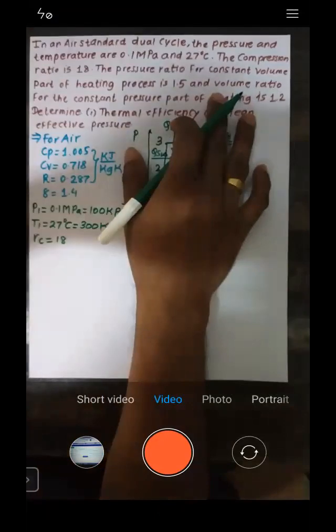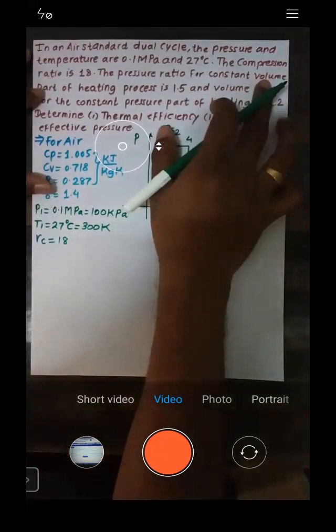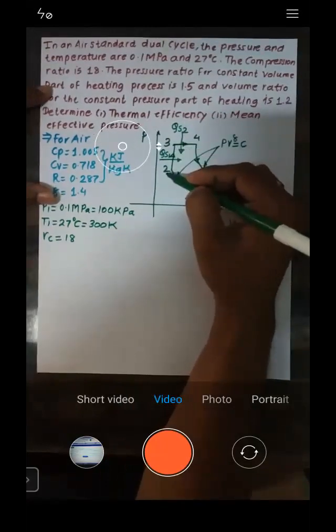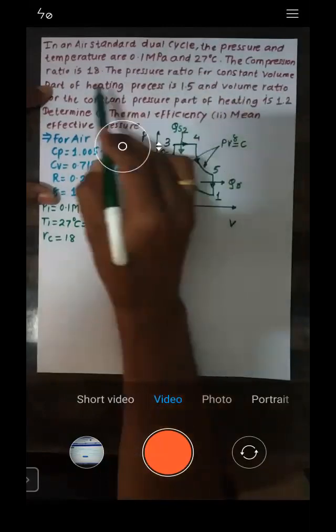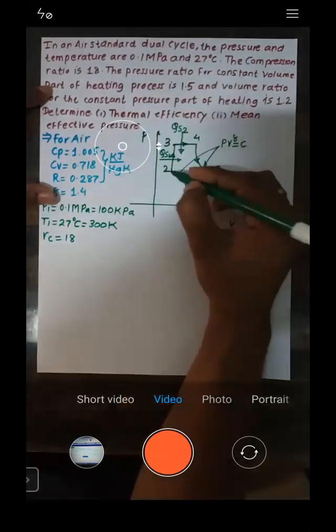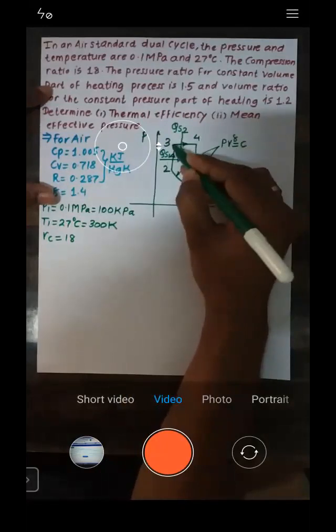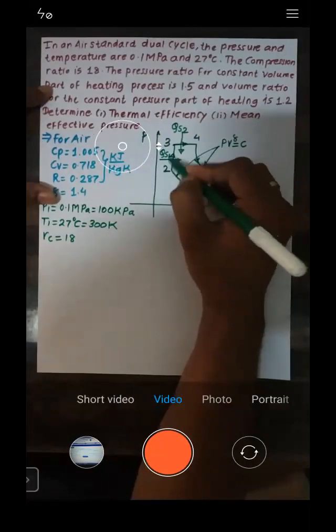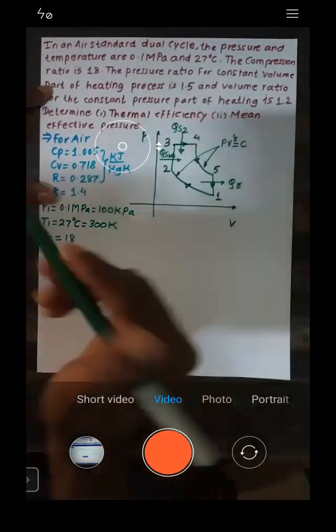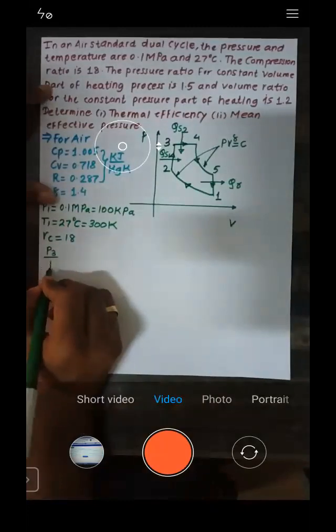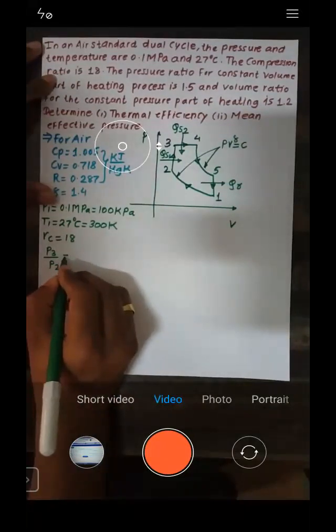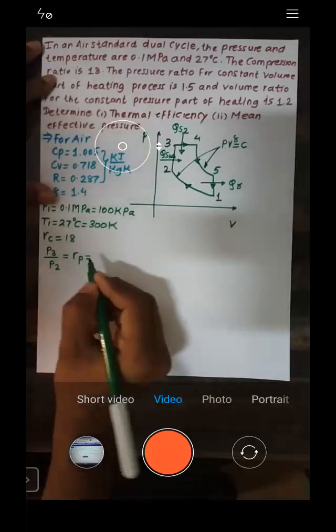Next, the pressure ratio for the constant volume part of the heating process. So what is the pressure ratio here? It's the ratio of P3 by P2. During 2 to 3, we are heating at constant volume. So for this constant volume heating, they have given the pressure ratio, P3 by P2, and we used to call it RP, the pressure ratio.